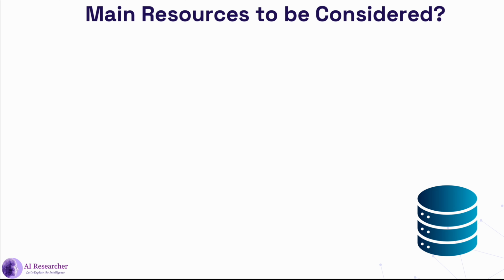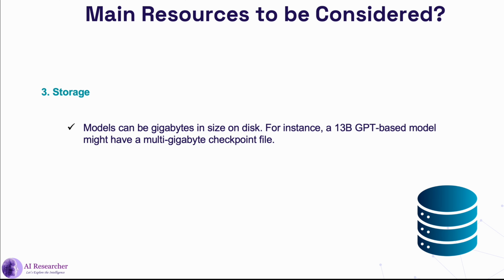Next is storage, disk space. As we know, large language models require tons of gigabytes. For instance, a 13 billion parameter GPT model might need multi-gigabyte checkpoint files, so it needs space to store on your system. So storage is another factor that you should consider.